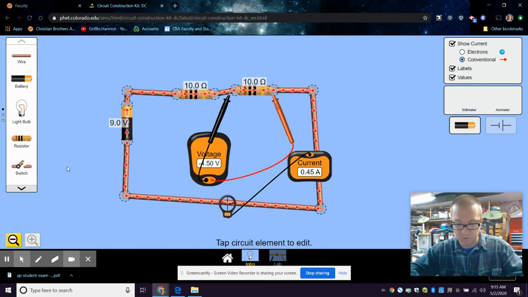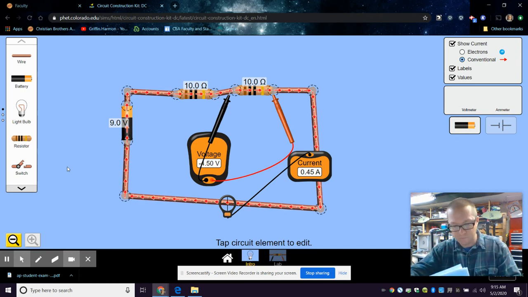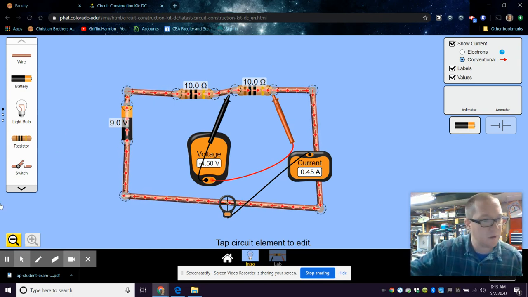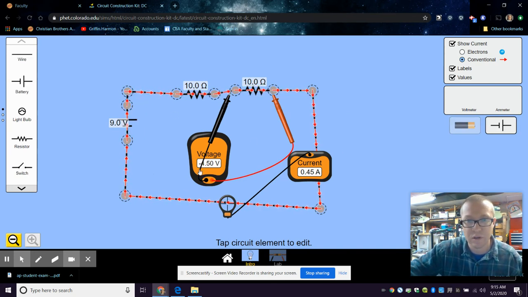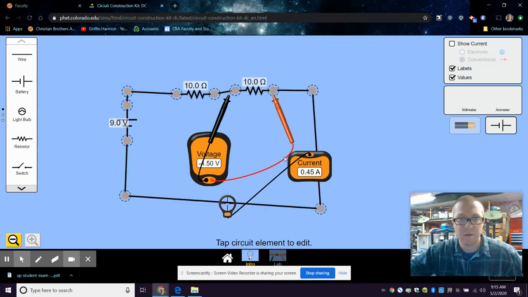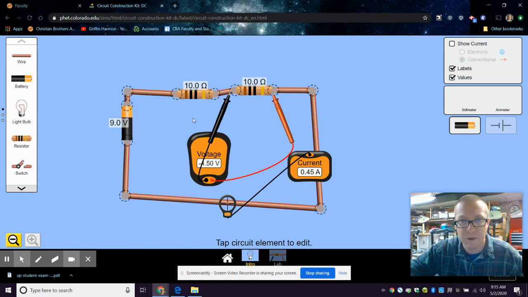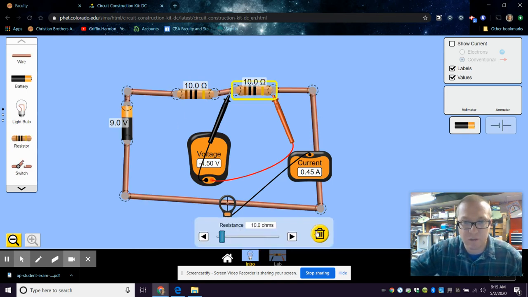Some practice problems over on page 5, and then we go into parallel circuit. Parallel circuit's a little bit different. I have you change it to schematic mode, which shows you how we draw them. Let me turn off the current for a second. You don't have to change your schematic mode. You can leave it like that. So schematics are how we draw circuits.